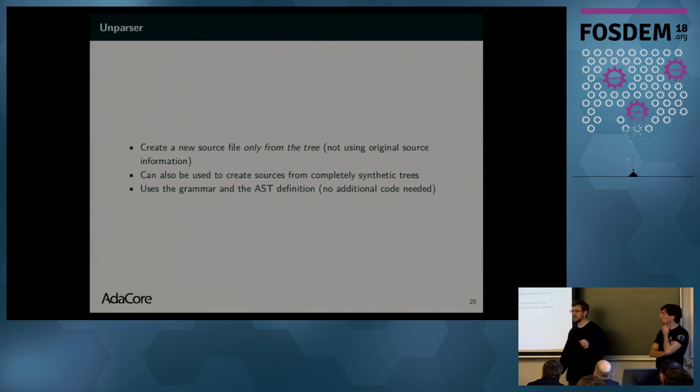So what we also generate automatically from your grammar definition and your tree definition is an unparser. So we have a means to parse code, but we also have a means to take a tree and produce a new source file from it, not using any source information. So this is useful because if you remember, Pierre-Marie told you that we want to be able to do refactorings with the libraries. So it means that you can modify the tree and then you can call an unparse primitive and it will generate a new source. So this is a very neat abstraction to build refactorings upon.